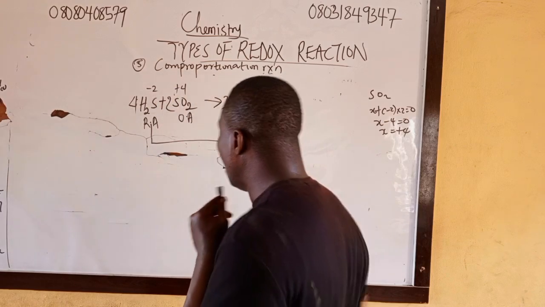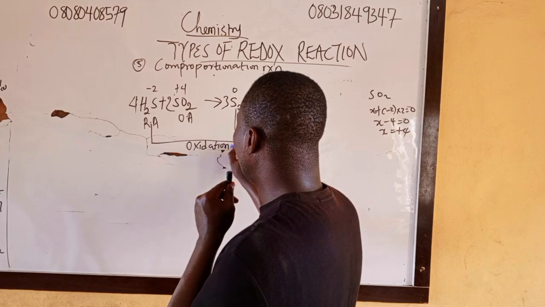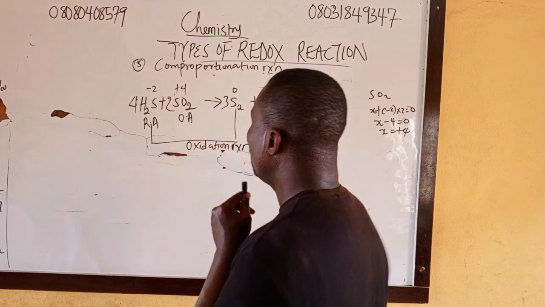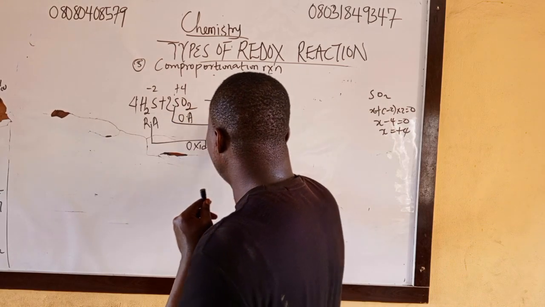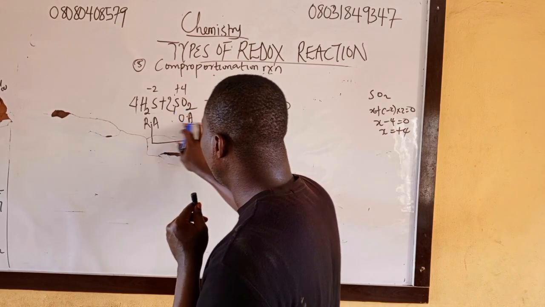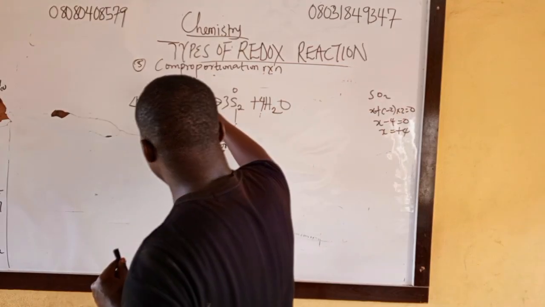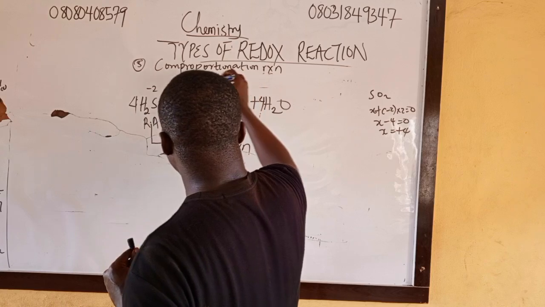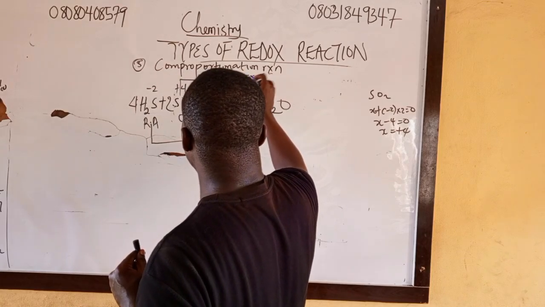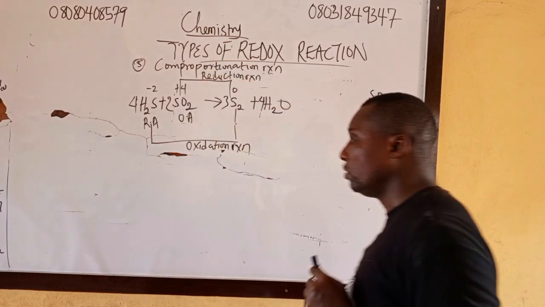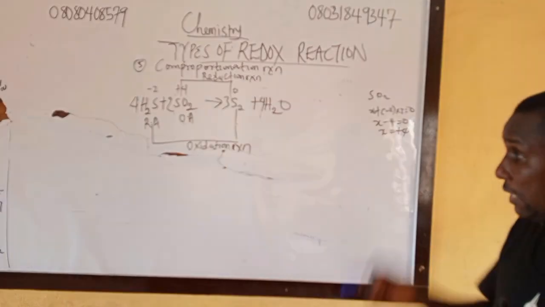From H2S to sulfur, the oxidation number increases from minus 2 to 0. That is an oxidation reaction. Then from sulfur plus 4 to 0, from here to here, is a reduction reaction.